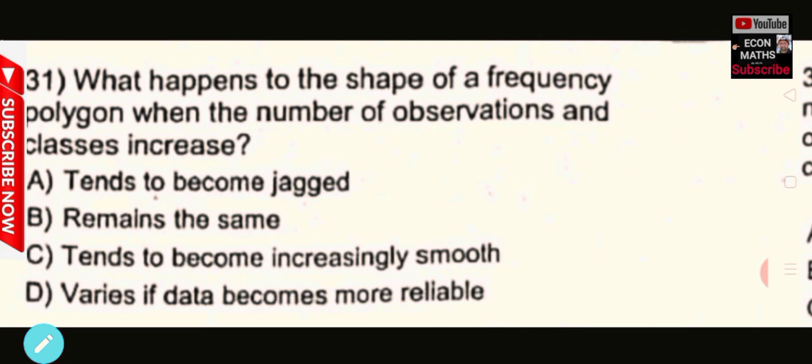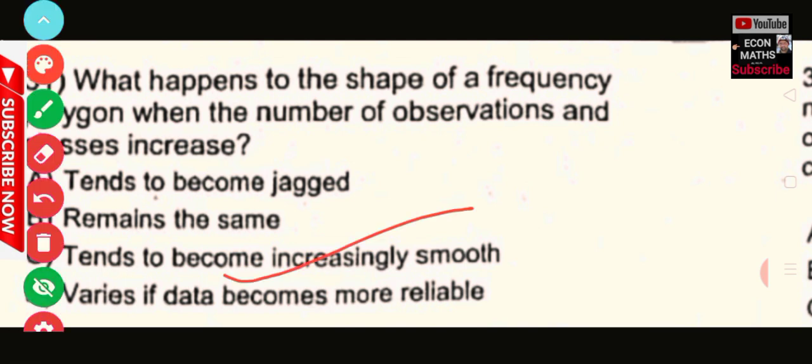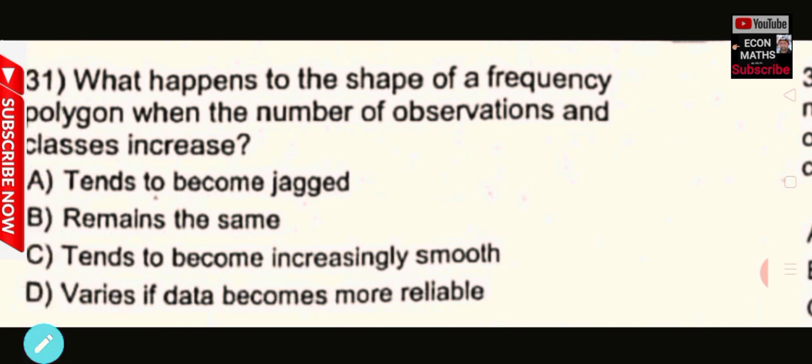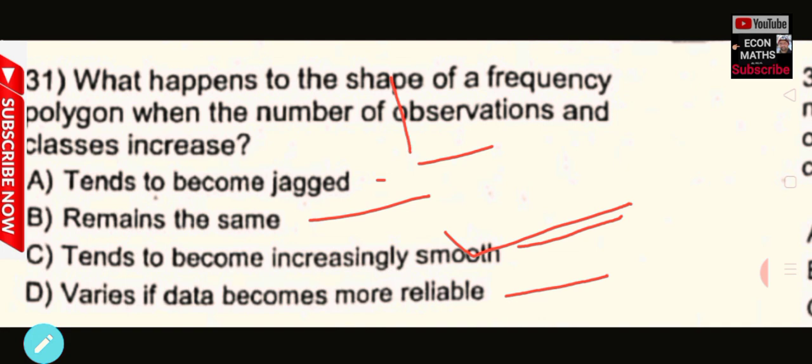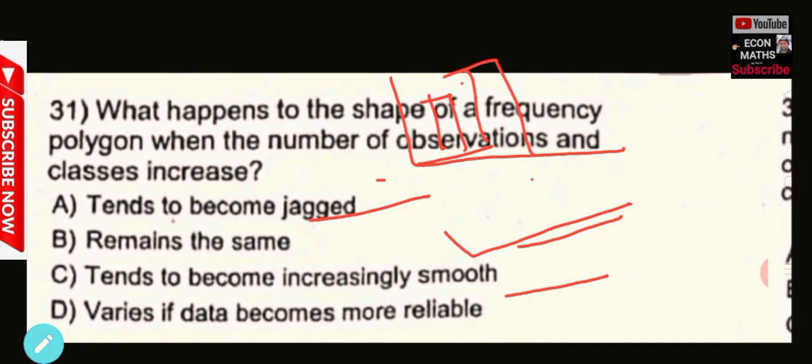Coming to the next question. What happens to the shape of a frequency polygon when the number of observations and classes increase? The options are: tends to become jagged, remains the same, tends to become increasingly smooth, and varies if the data becomes more reliable. The correct option is C, tends to become increasingly smooth. When the number of observations and classes increase, the frequency polygon tends to become increasingly smooth.